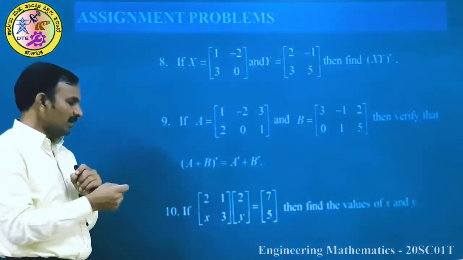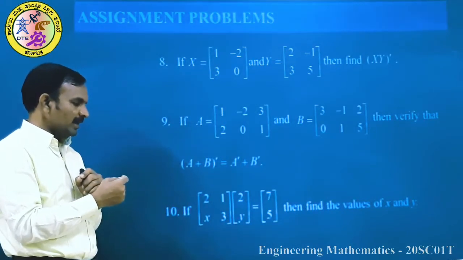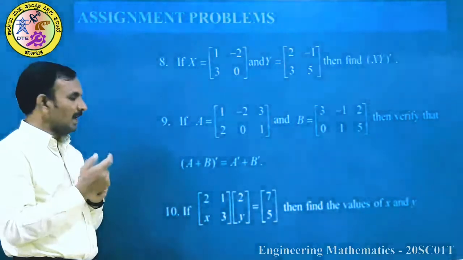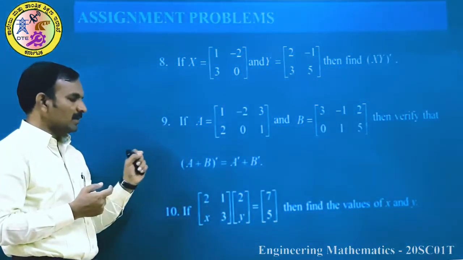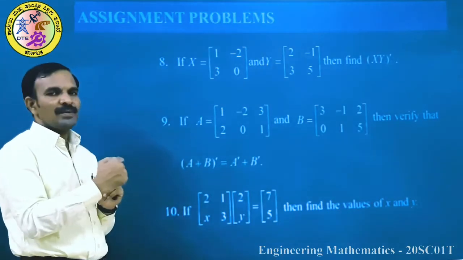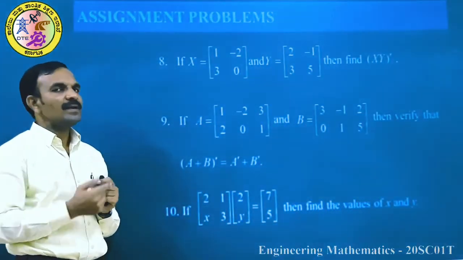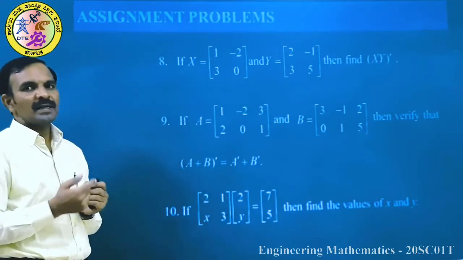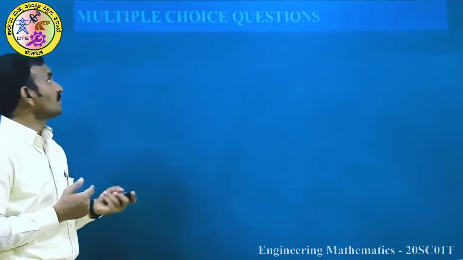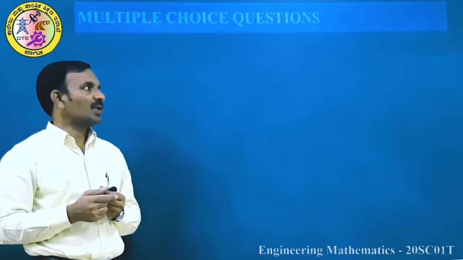Last example, if matrix [2 1] into [x; 3] matrix [2 y] equal to that column matrix [7; 5], then find the values of x and y. Condition is given, by using that condition you have to find out values of x and y. These are some assignment problems. Next we are moving to multiple choice questions.